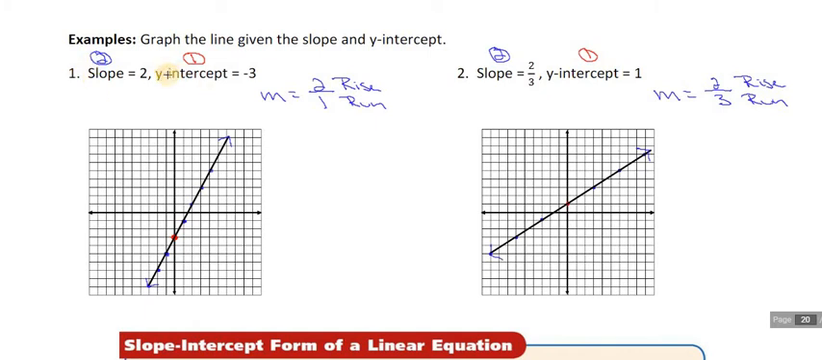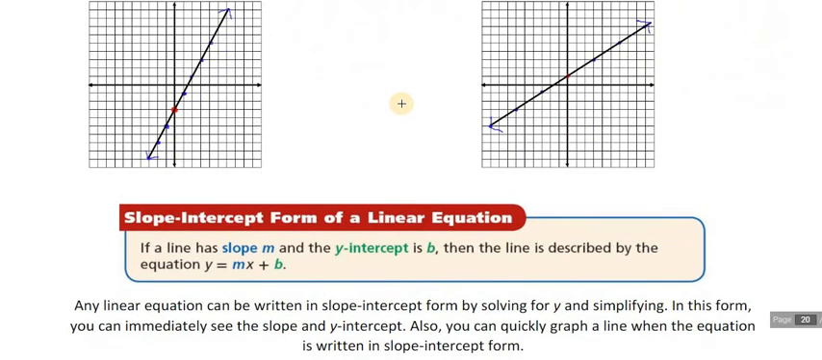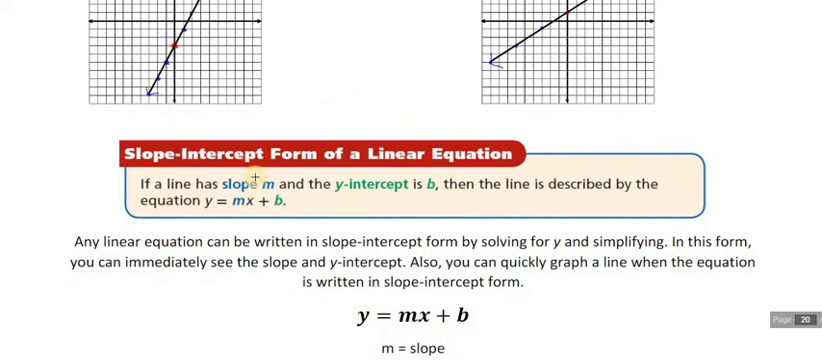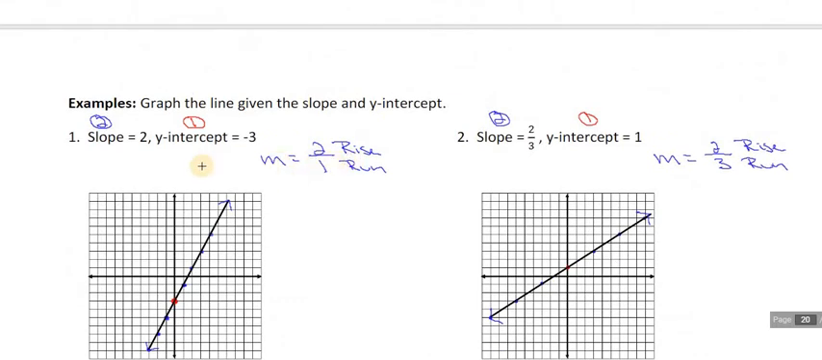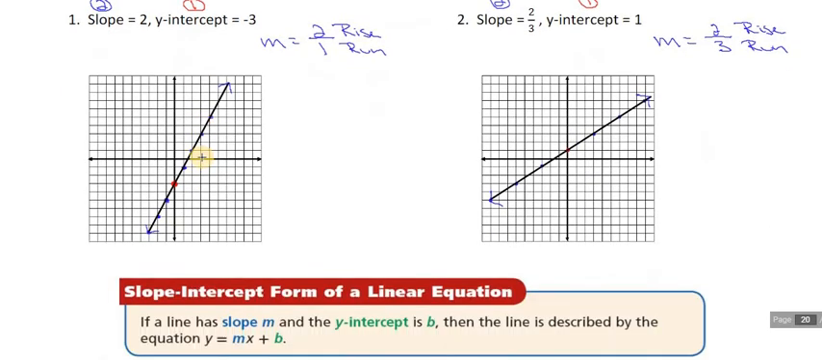Okay, so in these two problems, we were directly given the slope and y-intercept. It directly stated it. Now, we're going to talk about how it's not always going to be directly stated. We need to know what slope-intercept form of a linear equation looks like, and then we're just going to state ourselves, based on that equation, what the slope and the y-intercept are.